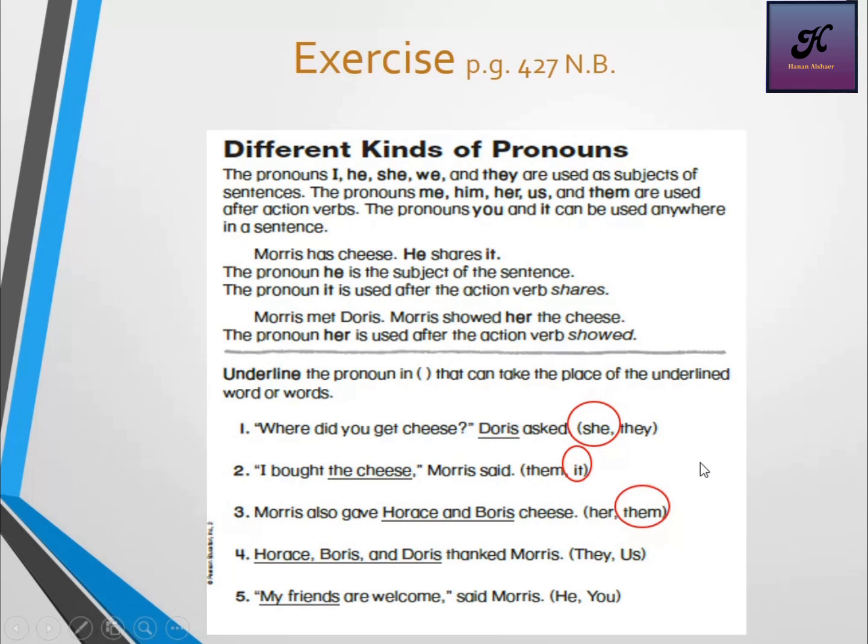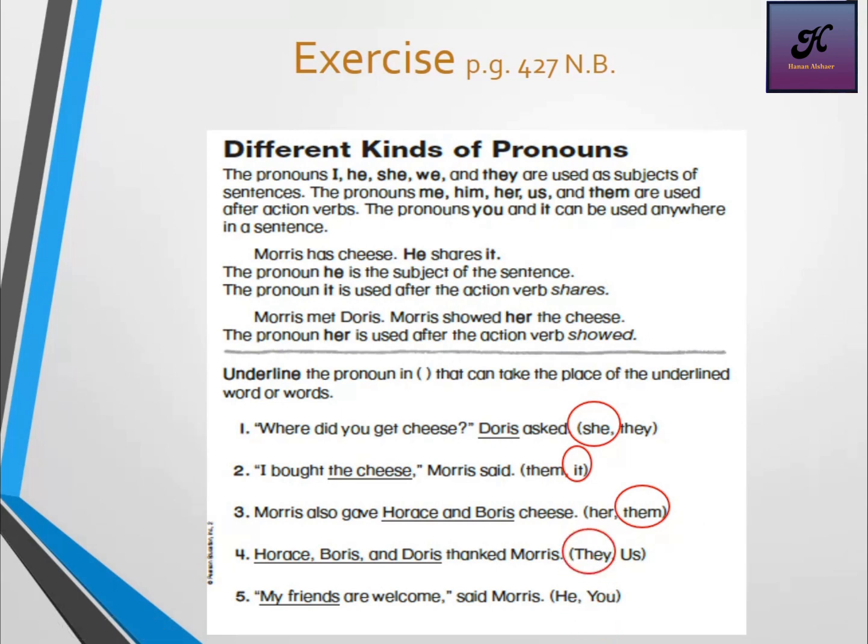Excellent job. Number 4. Horace, Boris, and Doris thanked Morris. Now we have 3 names this time. We have Horace, Boris, and Doris. 3 names. So plural or singular? Plural. Excellent. Does it come before the verb or after the verb? Let's see. They thanked Morris. So we have the verb here, thanked. So they came before the verb. So I believe it's a what? Subject or object? Subject. Excellent. They are the ones doing the action. They or us? I'm giving them something, or they are talking about themselves. So they are the subject. So they. Excellent job.